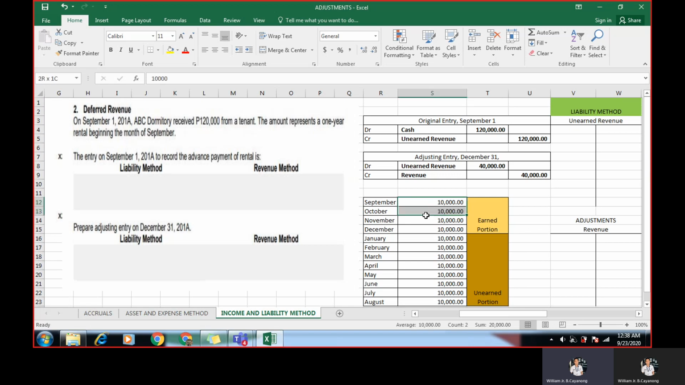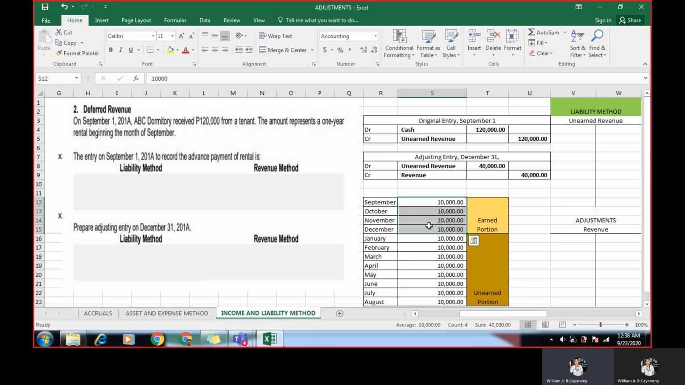But here we need to recognize it as revenue. Why? It's because we already earned it and the services have already been rendered, or the goods have been delivered to the customer if it is a merchandising concern. So therefore, we need to adjust. So this is overstated. So we will reduce it for September, October, November, December. So 4 months. So how much is that?